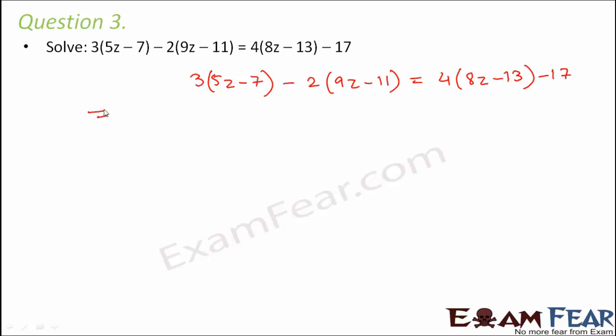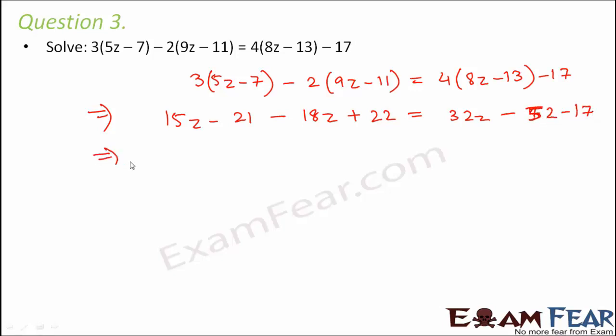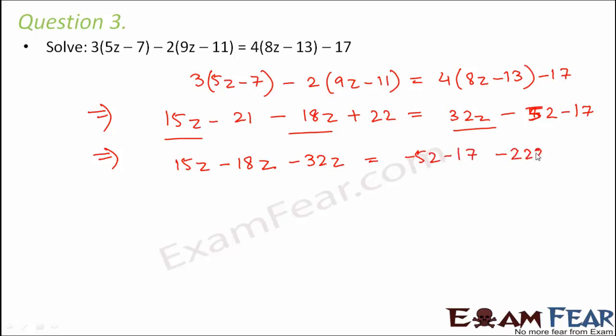So this is pretty simple. All we need to do is just calculate the values. So 5 3s are 15z minus 21 minus 18z plus 22 is equal to 32z minus 52 minus 17. So again the same thing, let's first bring all the variables on one side. So 15z minus 18z, and from here also we will bring minus 32z, will be equal to minus 52 minus 17 minus 22 plus 21.